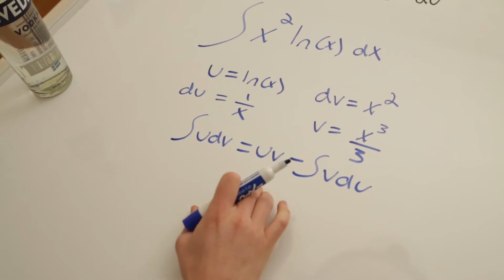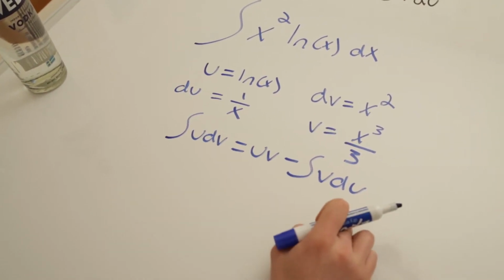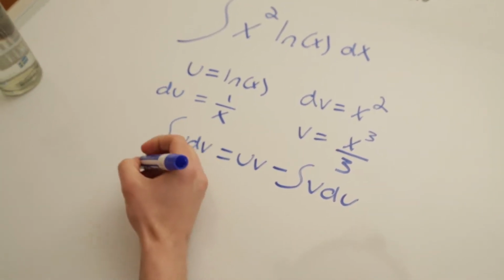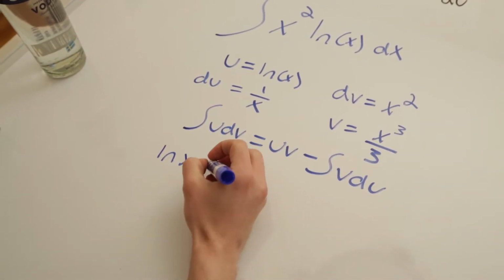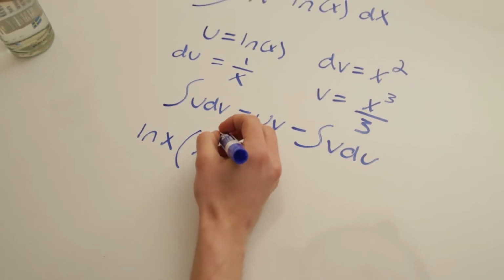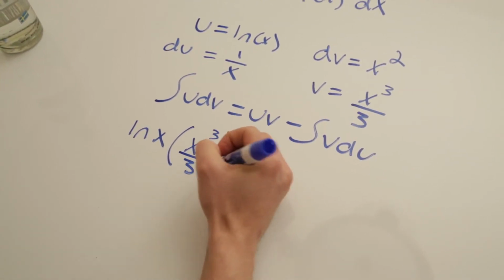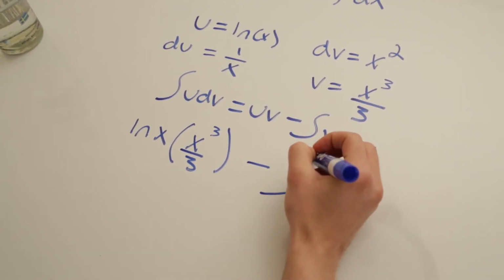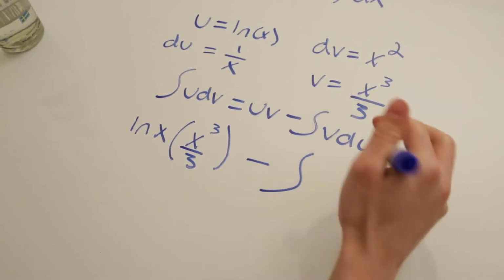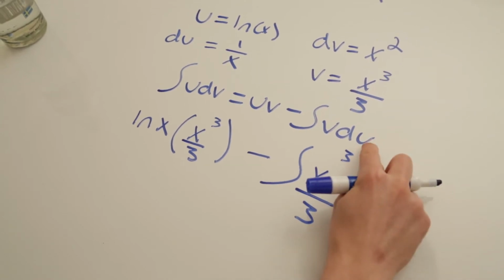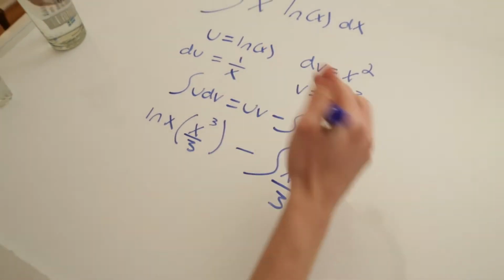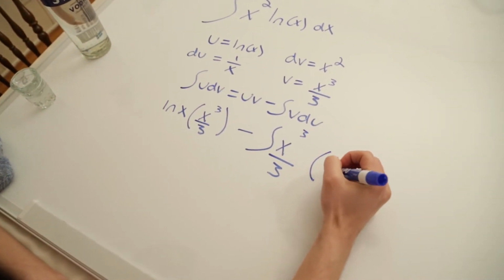Let's just plug in everything we found into our integration by parts formula. So u, ln x, times v, we just found v, so I'm going to put it like this, x cubed over 3, minus the integral of v, x cubed over 3, times du. Our du is 1 over x. Now we have an integral even you could evaluate.